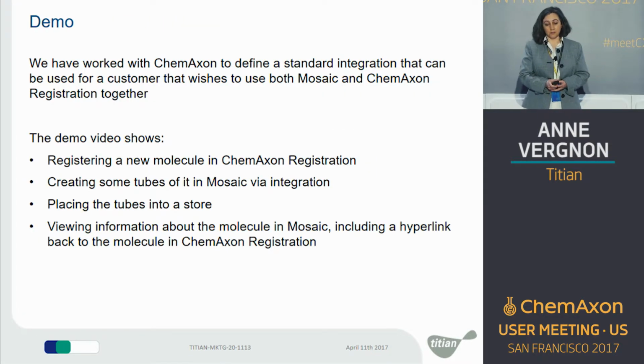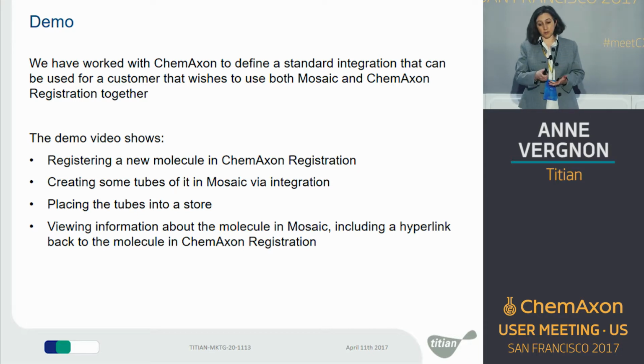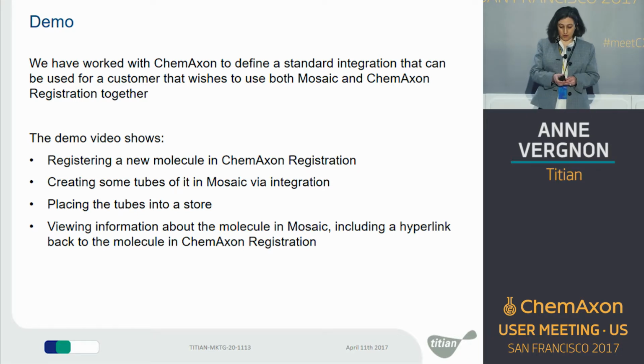Now I'm going to show you a little video of this integration between the ChemAxon registration and the Mosaic sample management software. I will take you through registering a compound in the ChemAxon registration system. Then I'll create a few tubes of this substance and place them in the manual store, and then I'll show you that there are links between the two, so the user can go back and forth very easily.